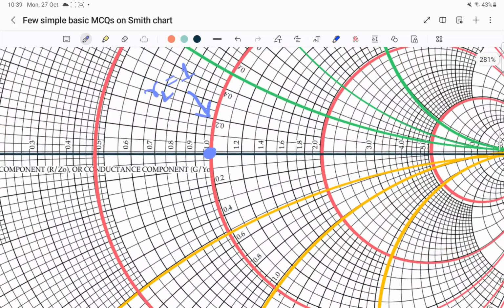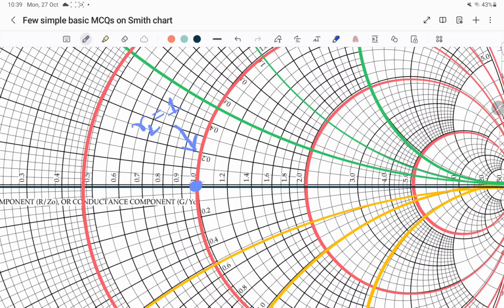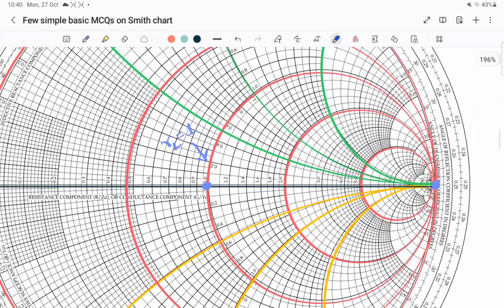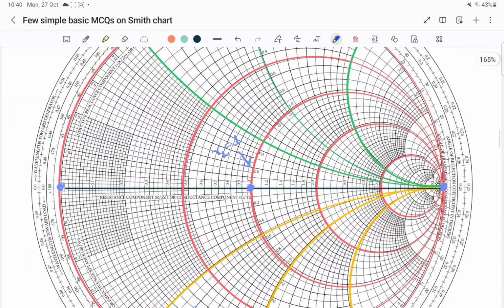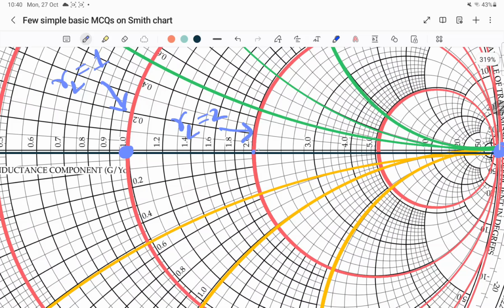Okay, so now if you see carefully, the value of the resistance circle, if you move towards this direction, let me choose this color. If you move towards this direction, the value of resistance increases. So smaller the circle, the resistance value is higher. So let us take, for example, this circle has a resistance value of RL is equal to 2 because it passes through the point 2.0.